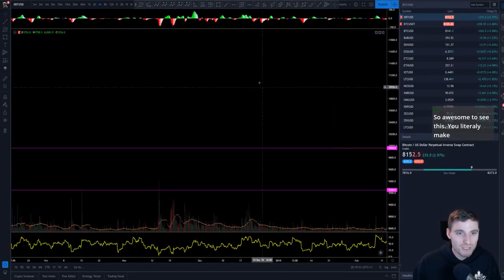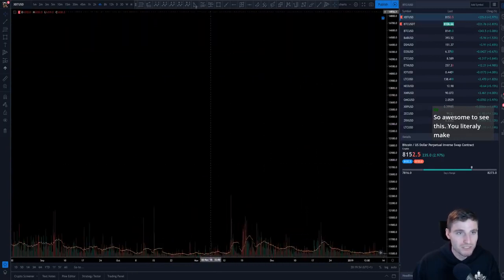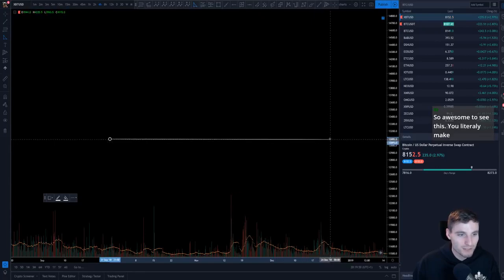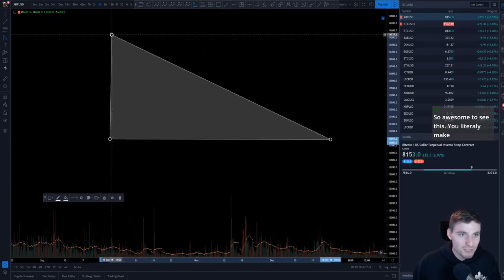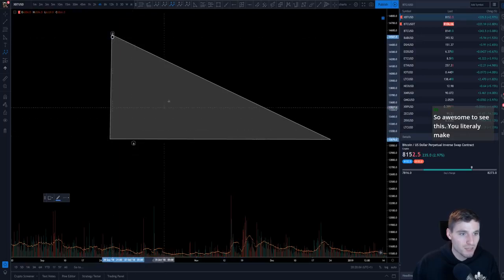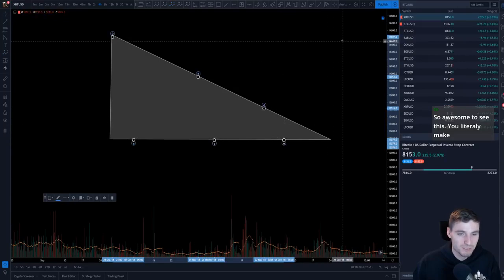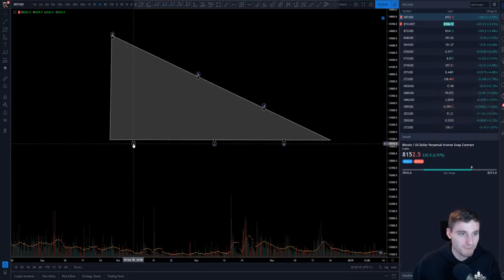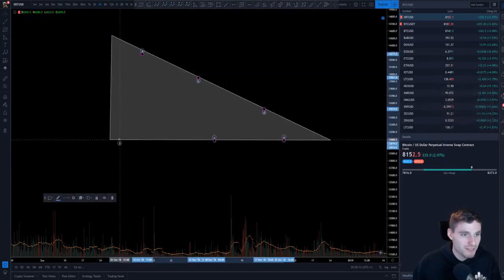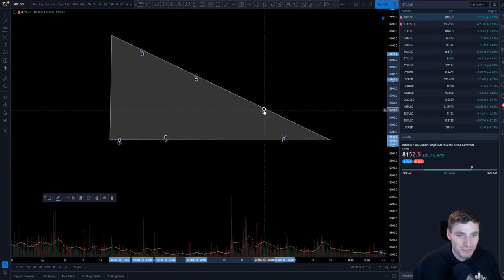Okay, so let me first explain how I trade triangles very nicely. This is a little bit of Elliott wave theory for you. The way that I like to trade triangles, we're going to be looking for something along the lines of this. This would obviously break to the upside, but we can flip it around for the sake of this video and say that it's a descending triangle that's going to break to the downside, just to keep it really simple.